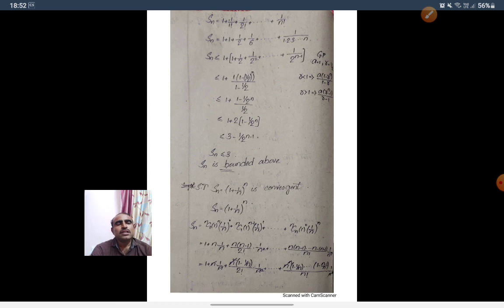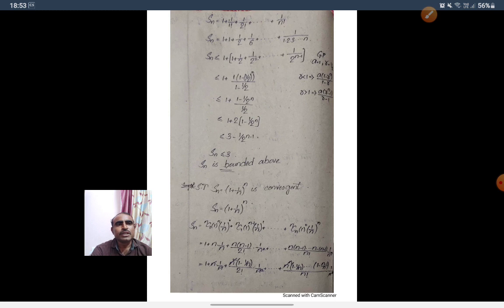This is a GP series. In terms of GP, the sum is 1 plus 1 into 1 minus 1 by 2 power n by 1 minus 1 by 2, which is 1 plus 1 minus 1 by 2 whole power n by 1 by 2. We get 3 minus 1 by 2 power n minus 1. So it is less than 3. So Sn is bounded above. So Sn converges. It is convergent to 3.